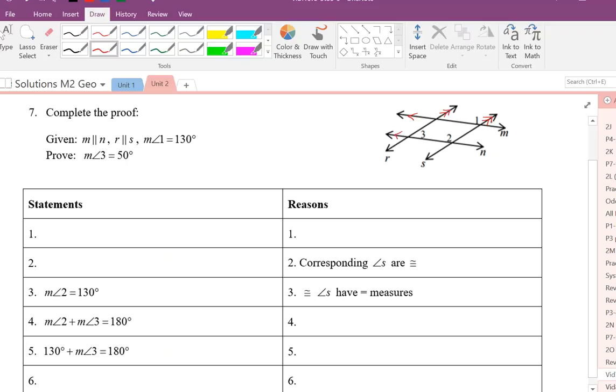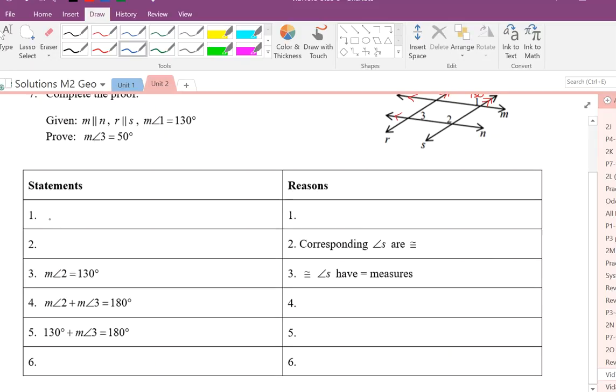I'm also told that the measure of angle 1 is 130 degrees, so I'm going to write that in the space that angle 1 occupies. I need to prove that the measure of angle 3 is 50 degrees. So the first statement is always my given information, so I'll just copy that in here. And its reason is that it's given.